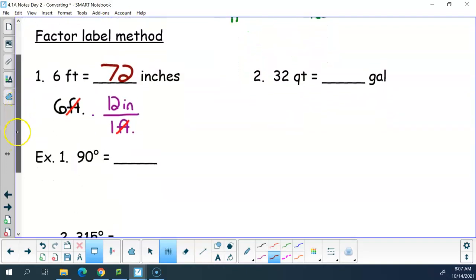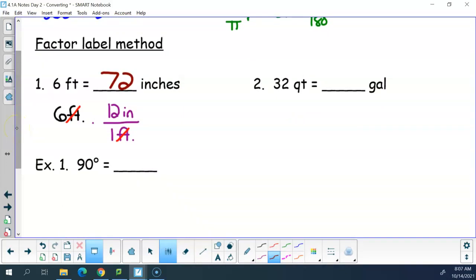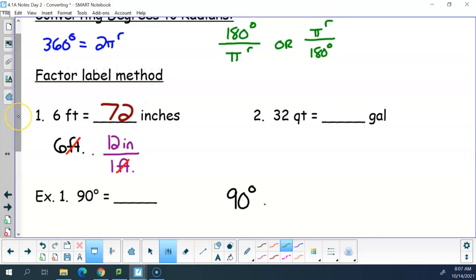So for instance here, 90 degrees, okay? So if I want to convert 90 degrees into radians, I would multiply, let me go back up a little bit. I want to get rid of my degrees, so my degree has to be on the bottom. And now this degree cancels out that degree, and I'm left with radians.